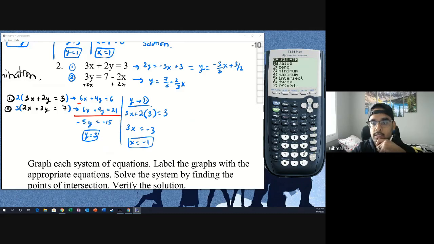So second trace, option 5 is intersect. First curve, second curve, guess. So your calculator automatically switches. At this point, you could just hit enter 3 times, and you'll find that intersection point. So negative 1, 3, we know we did it perfectly. Okay, so there you go.